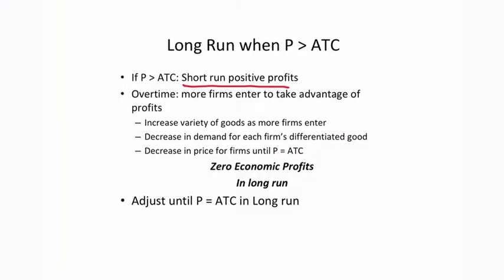When the price is equal to average total cost, there's no incentive for firms to enter or exit this market. Therefore, the total number of firms is going to stay constant, and we're going to reach the long-run equilibrium. The price will be greater than marginal cost, but the price will also be equal to average total cost.